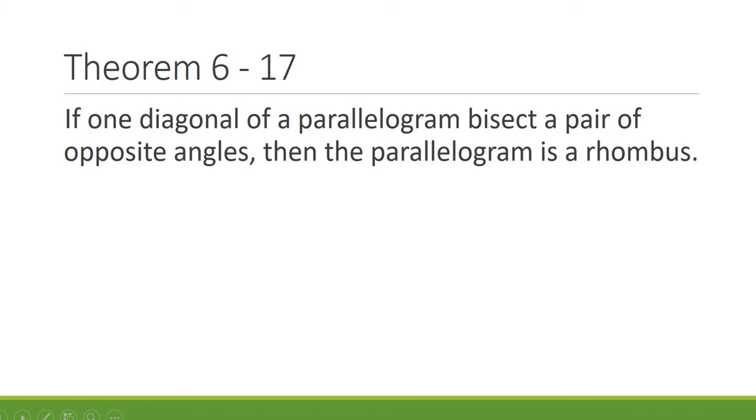6.17. If one diagonal of a parallelogram bisects a pair of opposite angles, then the parallelogram is a rhombus. So again, if I have a parallelogram and its diagonal bisects an angle, then I can say, yep, that's a rhombus.